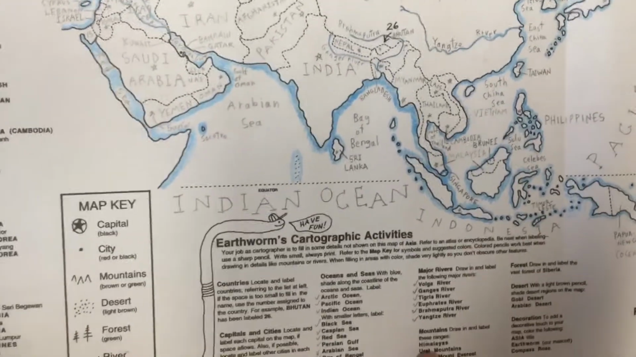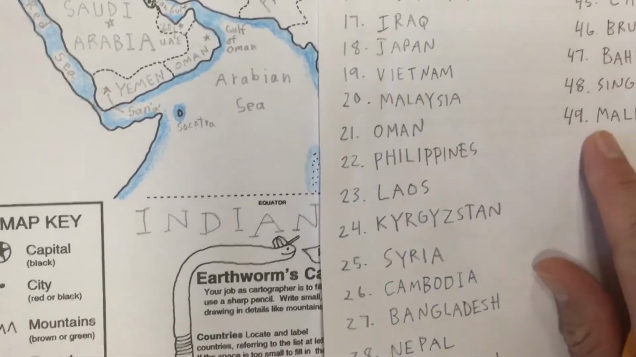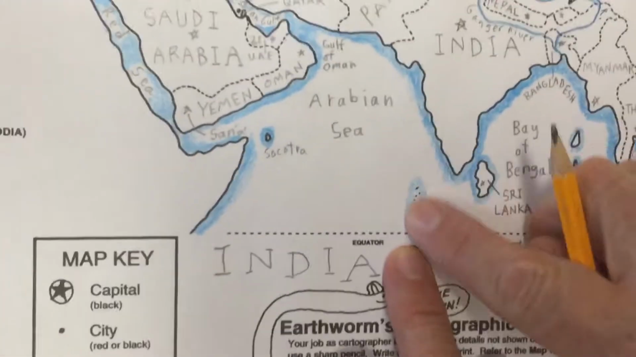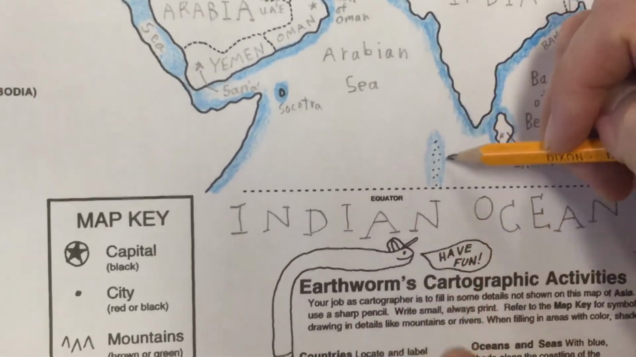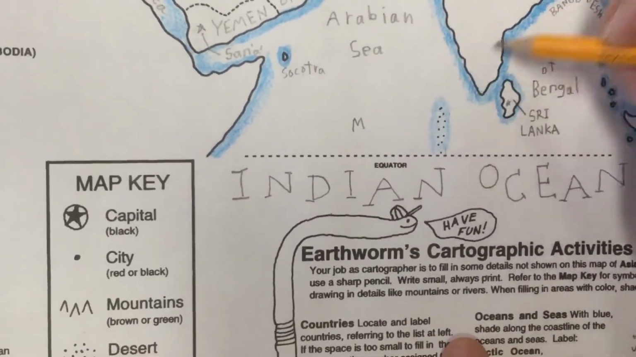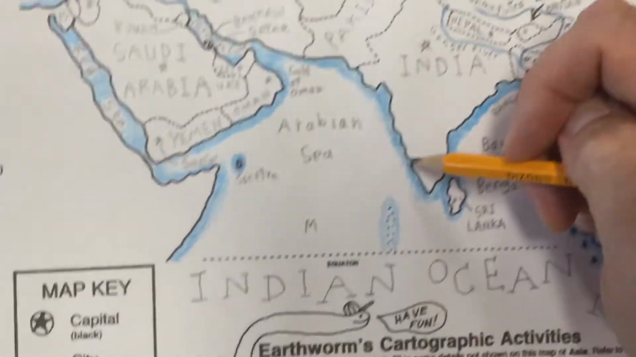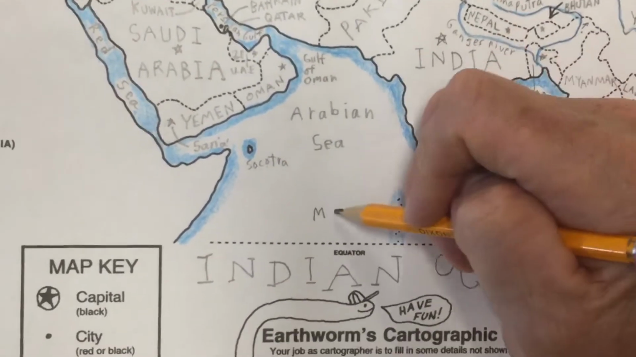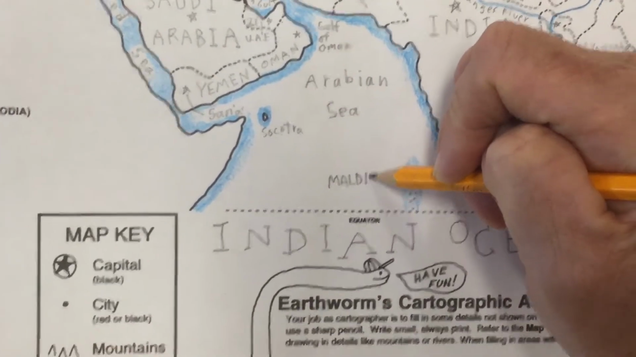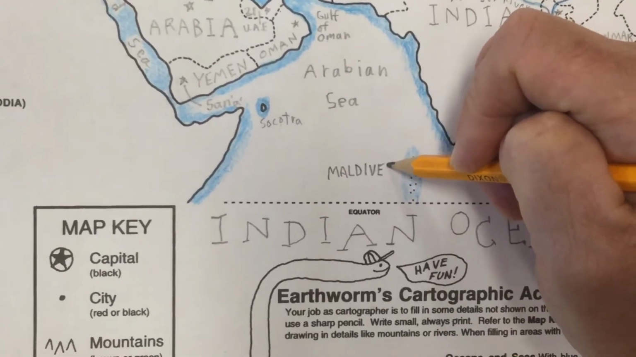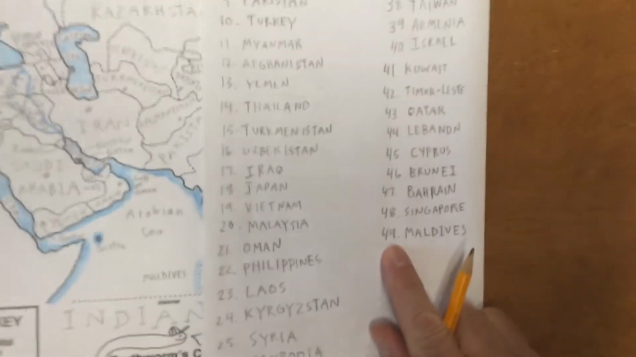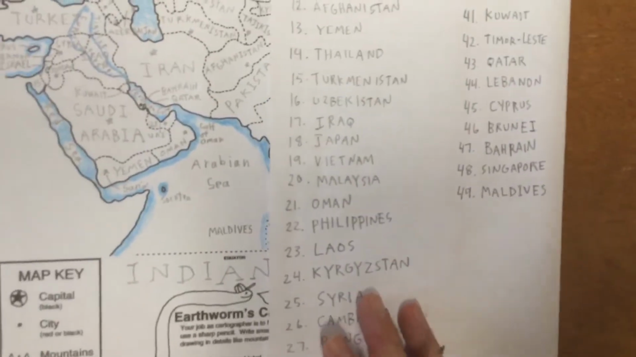Okay, and last but not least, we have the Maldives, which are this big grouping of many islands. They're very tiny islands, but they're all grouped right about there, just southwest of India. Maldives.